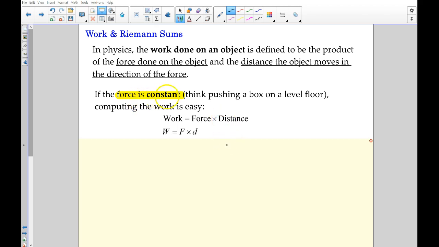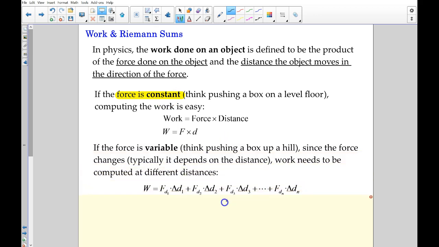Now force may not always be constant, and that's where the other scenario comes into play. If a force isn't constant, it is variable. So think of pushing something up a hill. You're probably going to have to apply more force to get it up the hill as the hill becomes steeper and steeper. So the force is going to depend on the distance it's traveled already. Depending on where it is, you may have to apply more or less force.